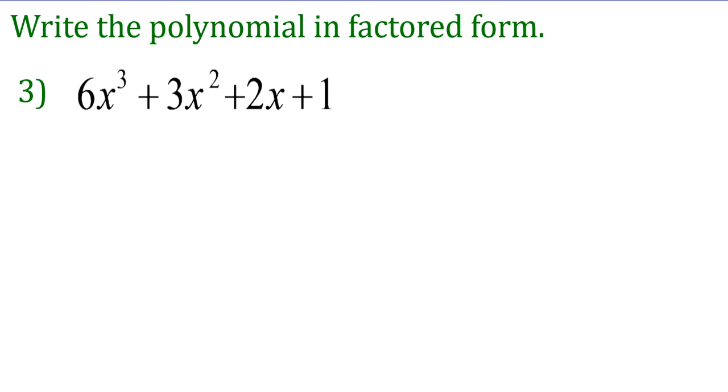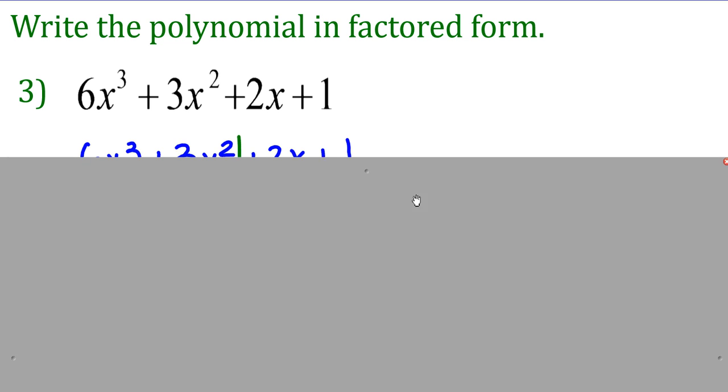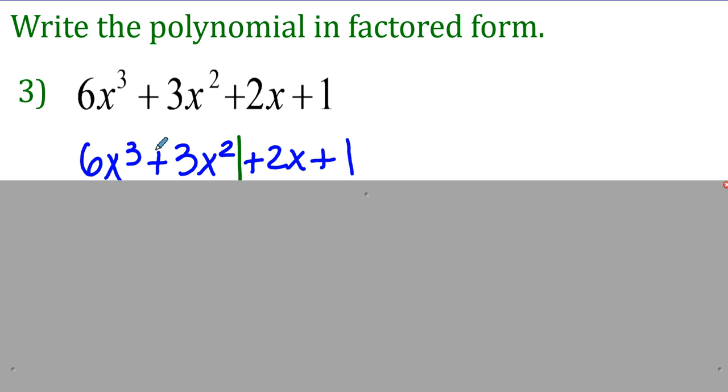How about this polynomial? 6x to the third plus 3x squared plus 2x plus 1. Look at the polynomial and see, is there a greatest common factor across the four terms? There is not. Now we're going to look at it in pairs. The first pair on the left, 6x to the third plus 3x squared. Do they have any common factors that you can divide out? They have a 3 and an x squared. So we'd rewrite this as 3x squared parentheses, what remains? 2x plus 1, close your parentheses.